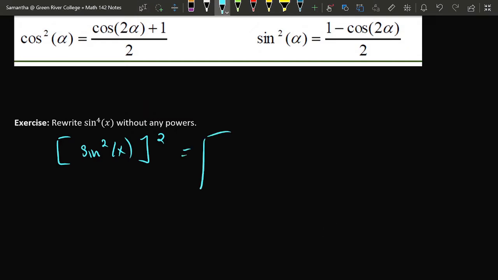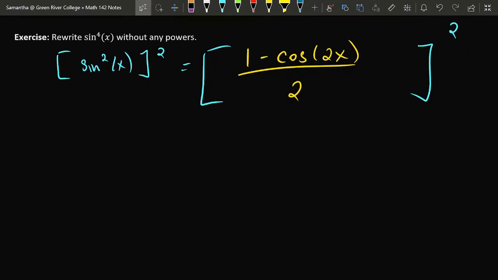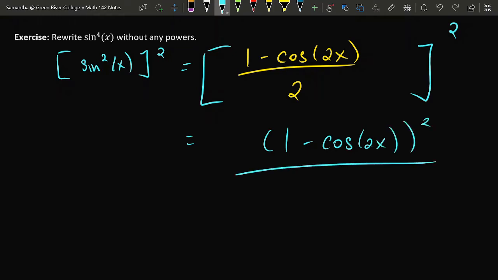Now let's work on this sine squared on the inside for a second. The power reduction identity tells me that sine of something squared is equal to 1 minus cosine of 2 times that something all over 2. So let's simplify this expression, 1 minus cosine of 2x all over 2, quantity squared, which is equal to 1 minus cosine of 2x, quantity squared, divided by 2 squared, which is equal to 4.